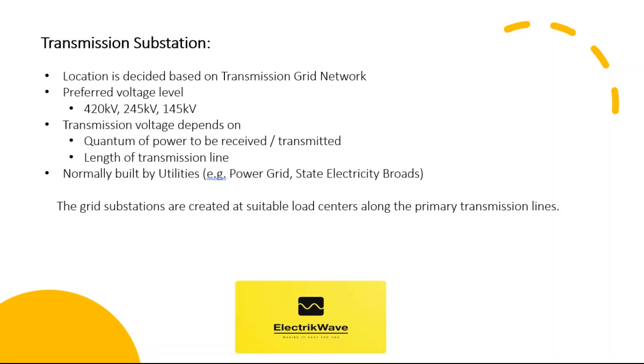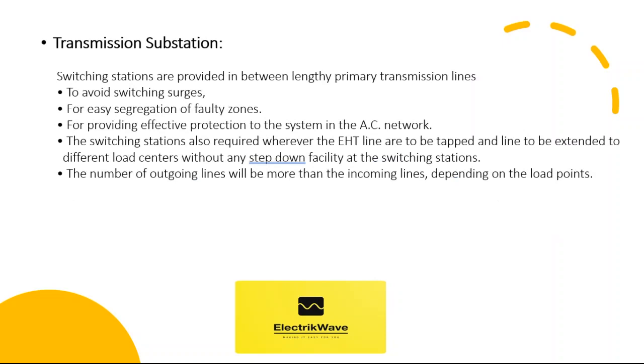The grid substations are created at suitable load centers along the primary transmission lines. Switching stations are provided in between lengthy primary transmission lines to avoid switching surges, for easy segregation of faulty zones, for providing effective protection to the system in the AC network.